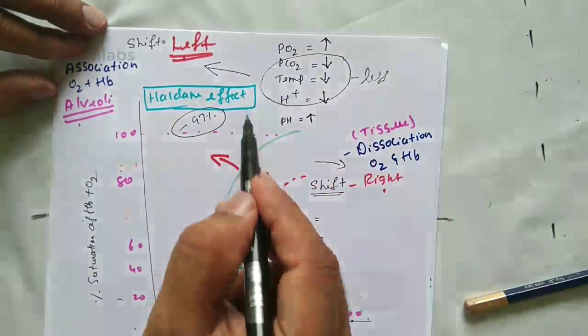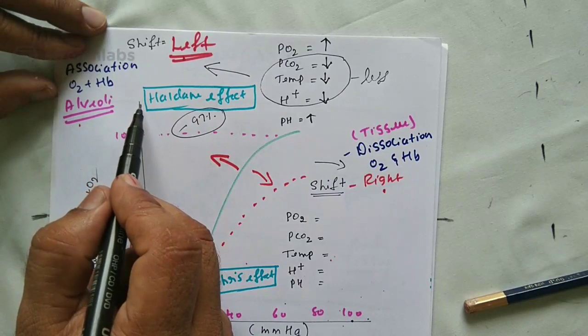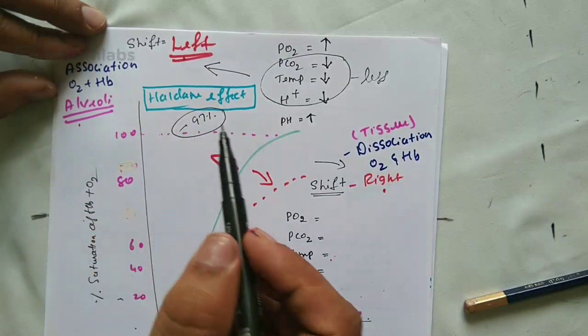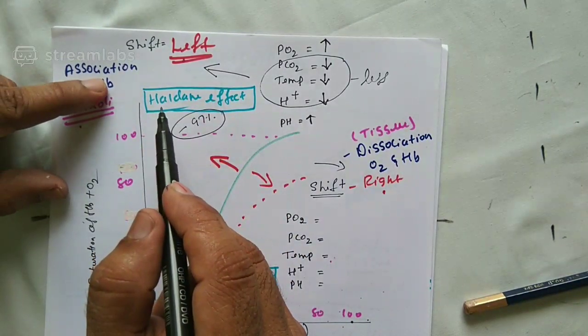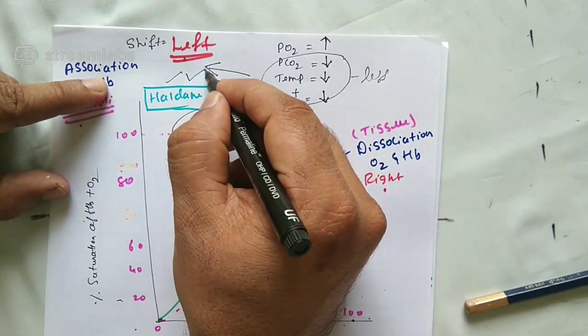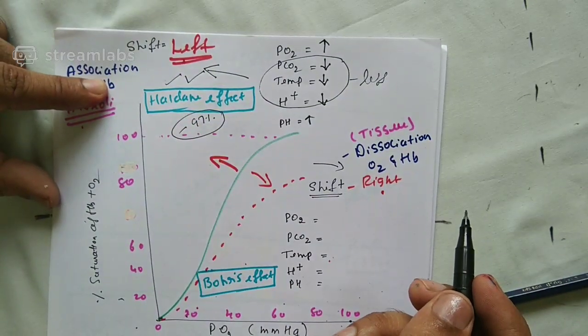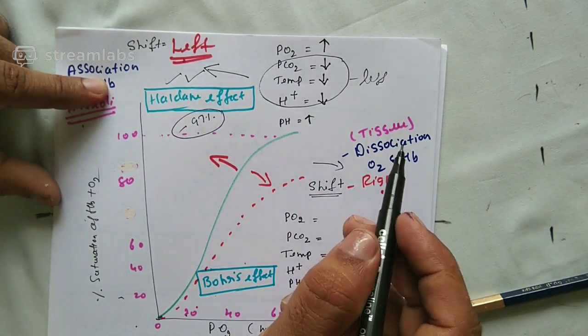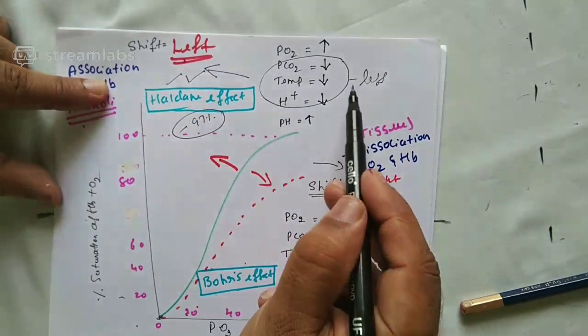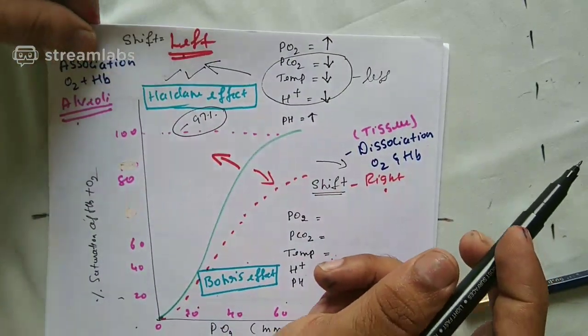So this is the condition required for association to occur, and since association occurs when hemoglobin binds with oxygen, that is called the Haldane effect. Haldane effect. Please remember which of the following conditions is required for the Haldane effect. That question can come. Moving on now.